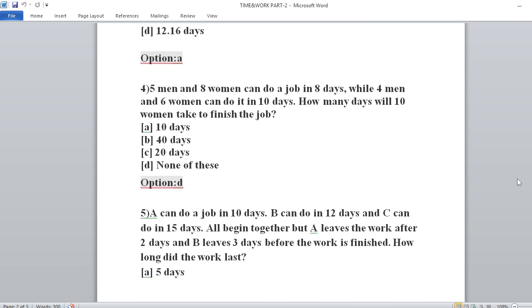5 men and 8 women can do a job in 8 days, while 4 men and 6 women can do it in 10 days. How many days will 10 women take to finish the job? So just observe. 5 men and 8 women can do a job in 8 days. 4 men and 6 women can do it in 10 days. How many days will 10 women take to finish the job? Okay.